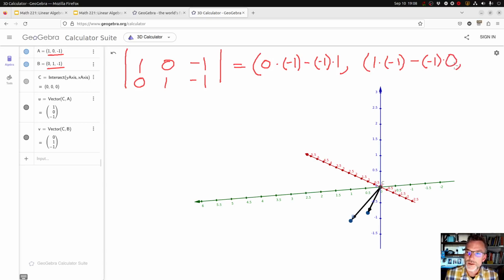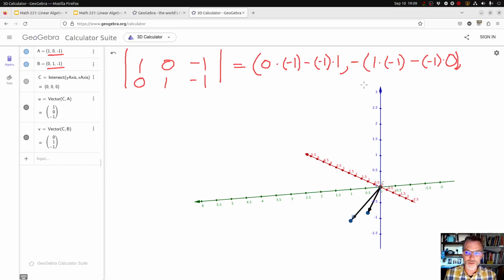Now this middle entry in the vector is a little different than the first entry because I have to introduce a negative here. Roll with it. We'll learn why that is in a little while.